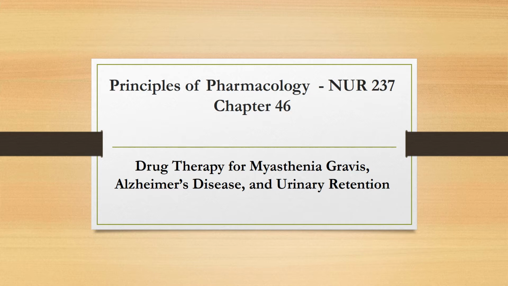This will be about chapter 46, and we're going to talk about myasthenia gravis, Alzheimer's disease, and urinary retention. You'll have notes to follow along, and we'll talk about the disorder first and then cover specific information about medications used to treat this.